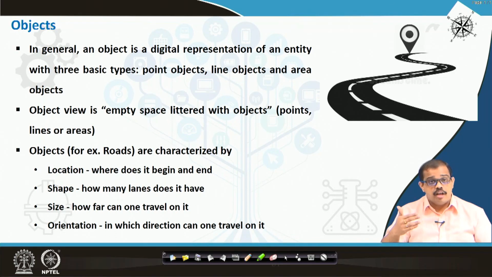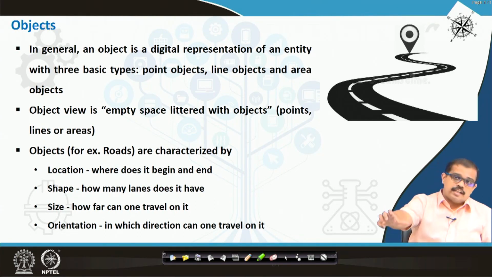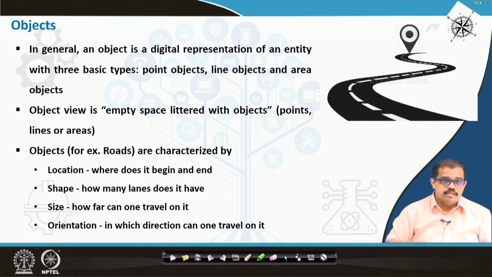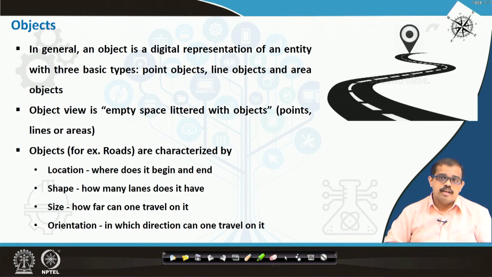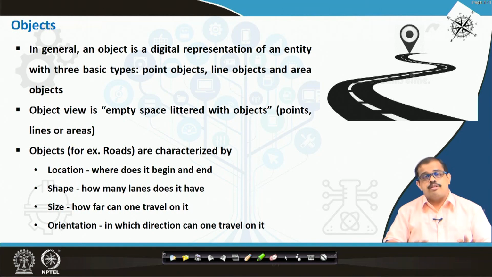Then size, how far one can travel on it, which is the number of line segments that connect. Then you have orientation, in which direction one can travel. That direction is extremely important if you are trying to find the route structure in the entire database. If you are trying to give the distance or a route, you need the orientation, otherwise you will not be able to tell the user the route to take to go to this place.